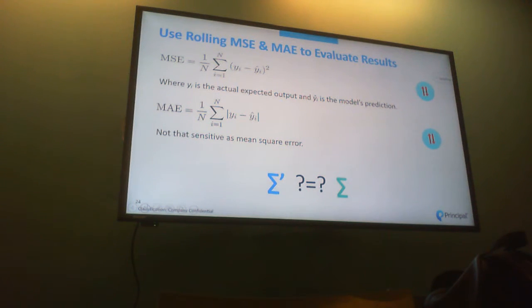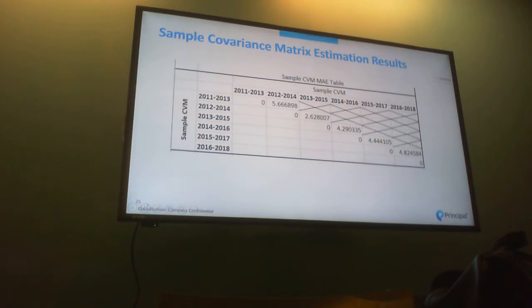Yeah, and for the mean absolute error, the sensitivity is not as high as the mean square error. So for now, we only focus on mean absolute error for this presentation. But before the midterm, we'll finish the mean square error. So this is the sample covariance matrix estimation result of the mean absolute error.